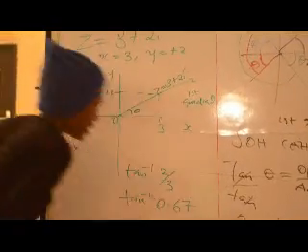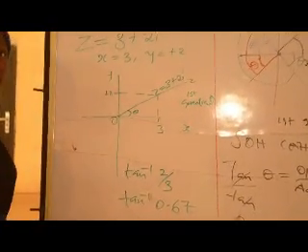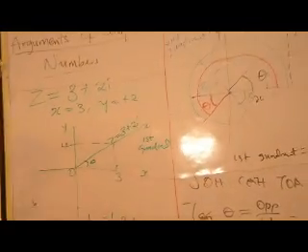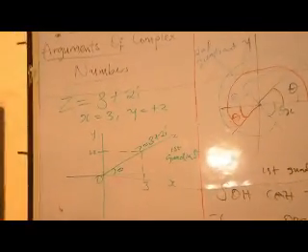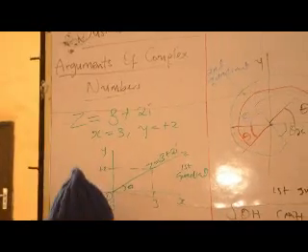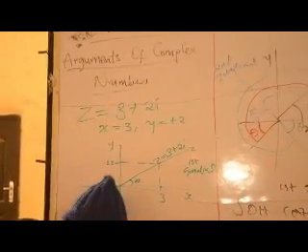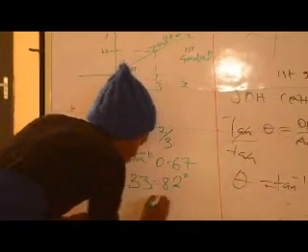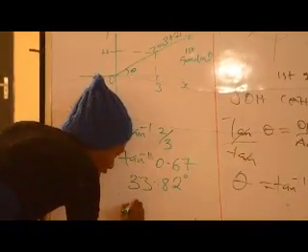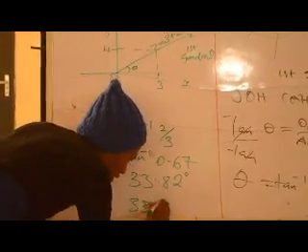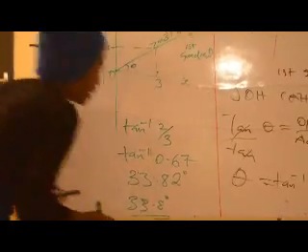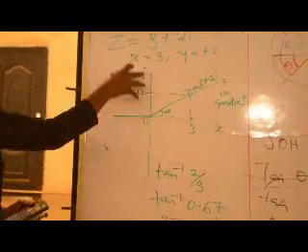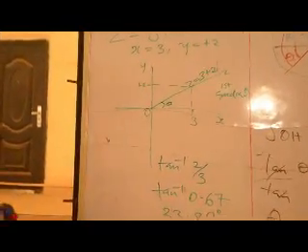Okay? So that's the tan inverse of approximately 0.67, and the tan inverse of 0.67 will give us 33.82 degrees. Okay, or you can say approximately 33.8 degrees. So this is it. This is our value. This is our argument at the first quadrant for theta. So let's take another example quickly.